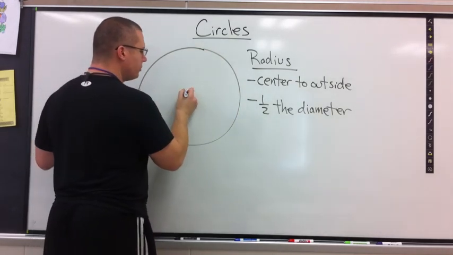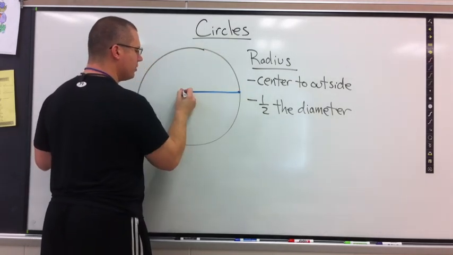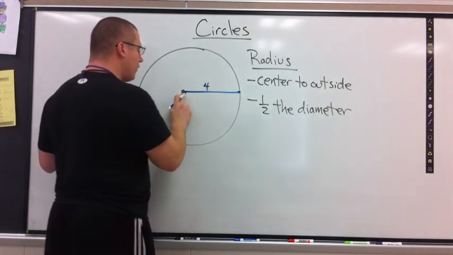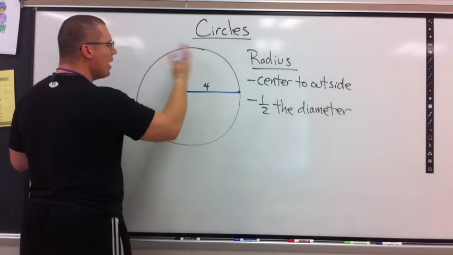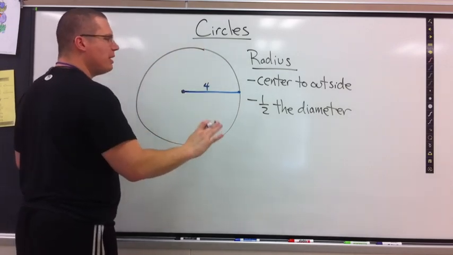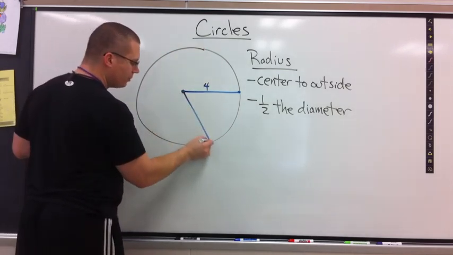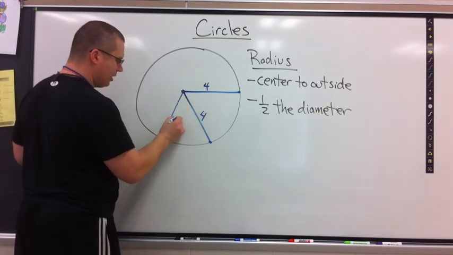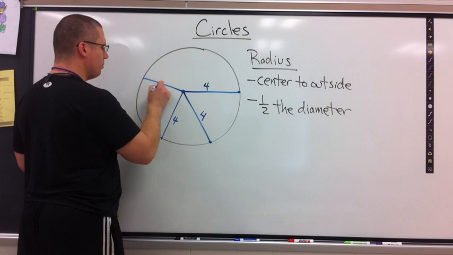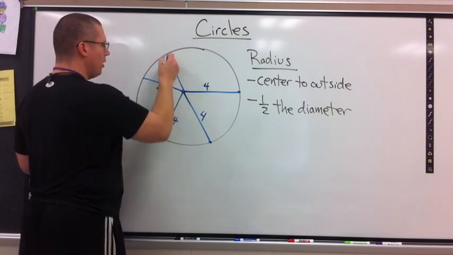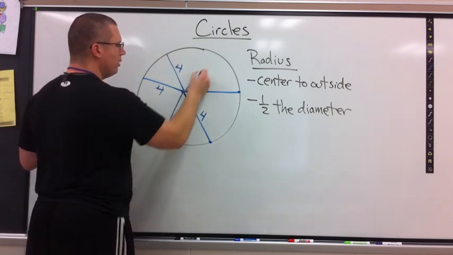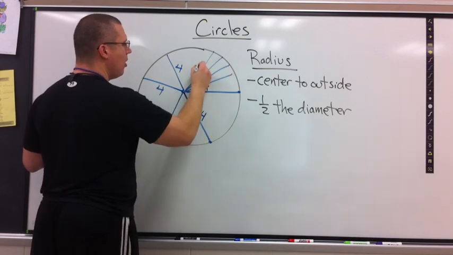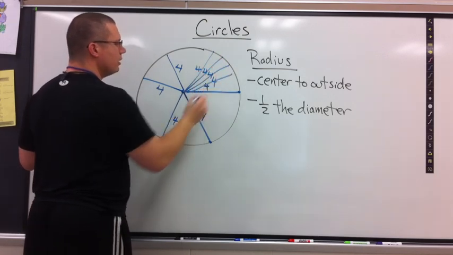So, this is a radius. Okay, let's say it's 4. So from here to the outside, anywhere in this circle will always be the same distance. This piece is 4. This piece is 4. This piece, this piece, this piece, this piece, all are 4.